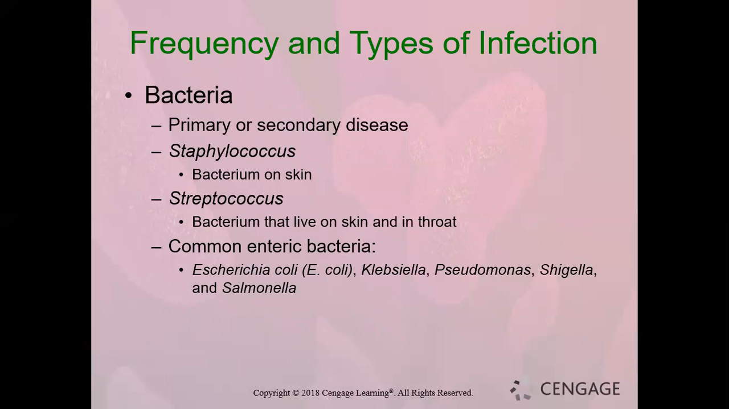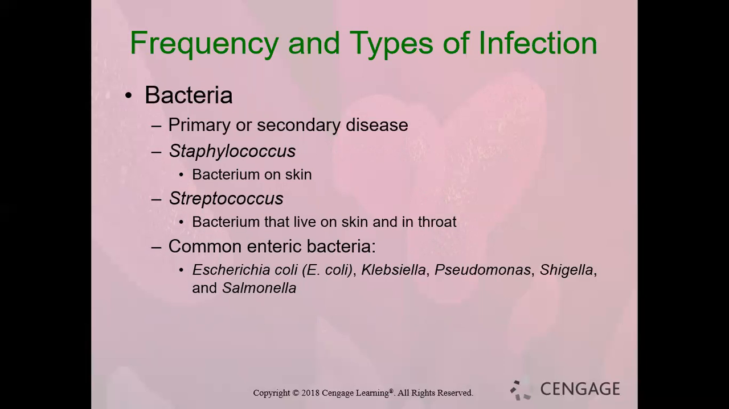All right, bacteria. We have primary or secondary disease. Staph is a bacteria that's on our skin. And everybody probably has staph on their skin. And when you get a cut or something like that, if you have a weakened immune system, sometimes that can invade, and then you can get a staph infection. There's also streptococcus, which is another bacteria that lives on the skin and in our throat. And sometimes during the perfect storm of things, it can become an infection that we get and makes us sick.